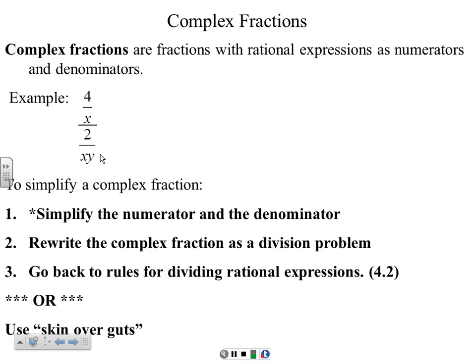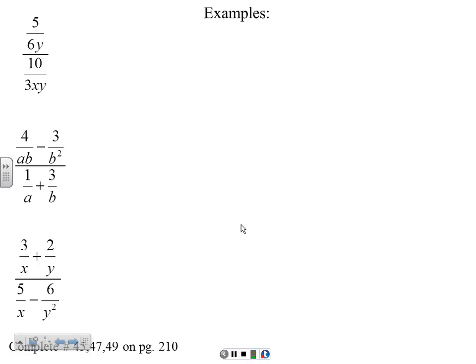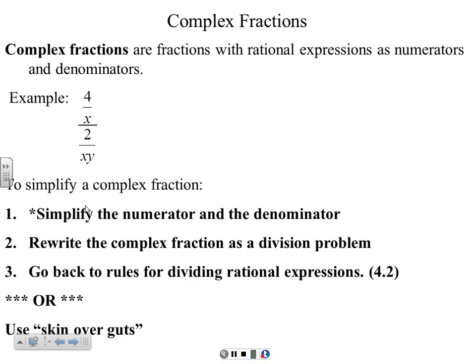So to simplify a complex fraction, what you're going to do is simplify the numerator and the denominator. And what that means is, if you have two fractions, and I'll show you, like this is not simplified because we have two fractions over two fractions and we need one fraction over one fraction. So we'd have to find a common denominator and simplify that. So when it says simplify the numerator and the denominator, that means you need one fraction over one fraction.